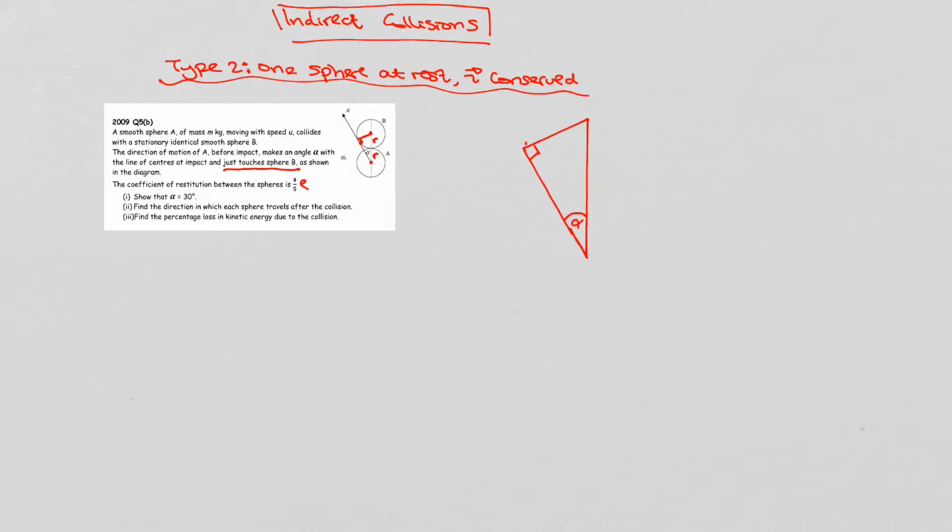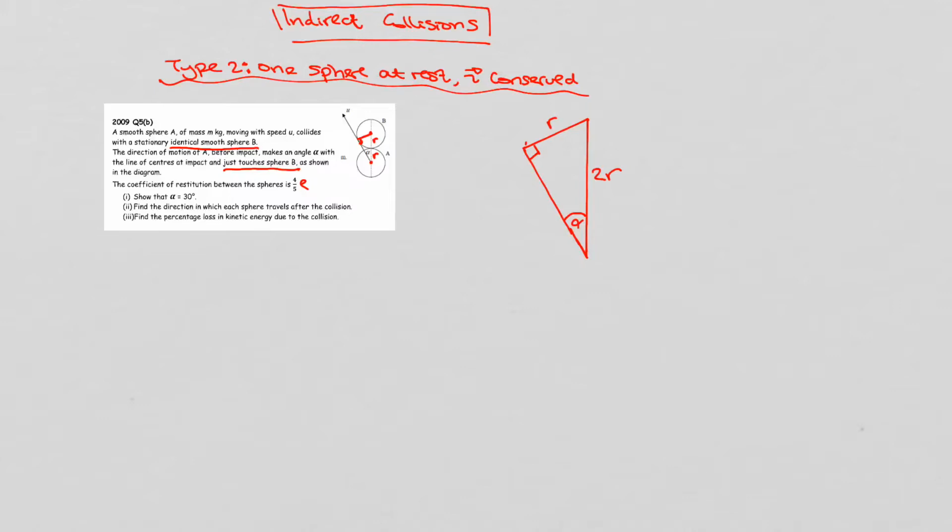Now we're told that these are identical. Look in the question, they are identical smooth spheres. So that means they're identical in every way, in size and in mass, so they both have the same radius. In other words, the distance between the centres must be 2r, or if I mark that on my triangle, and then the distance from the centre of sphere B to the tangent, the direction of motion of sphere A, that must be the radius also.